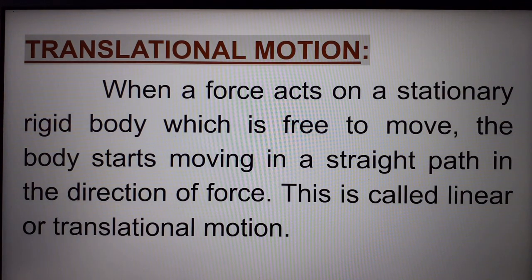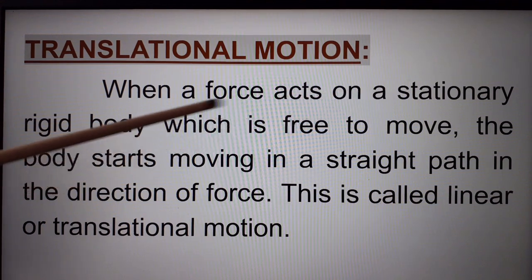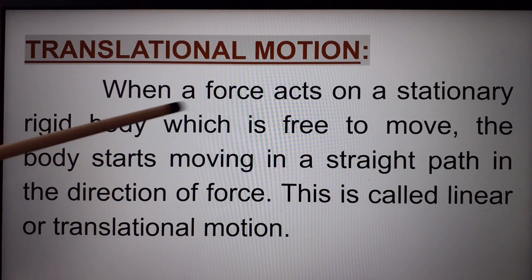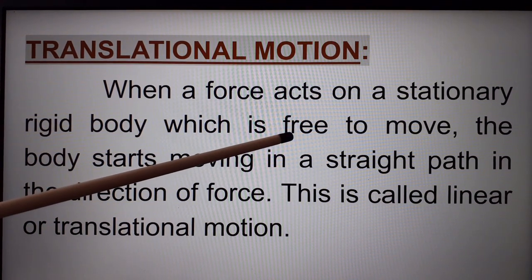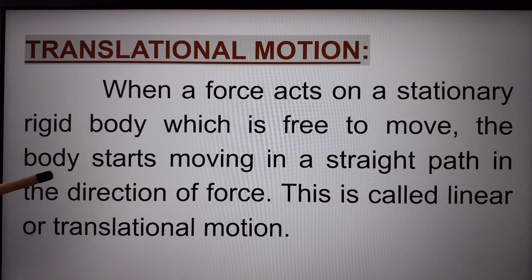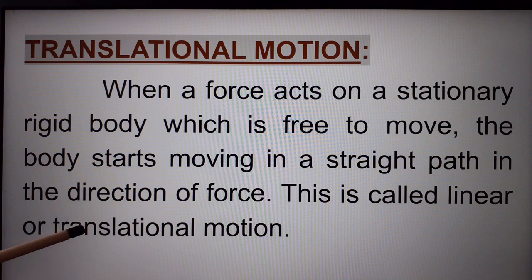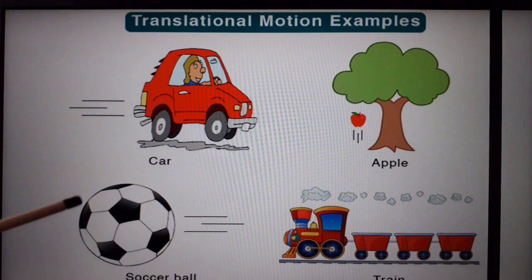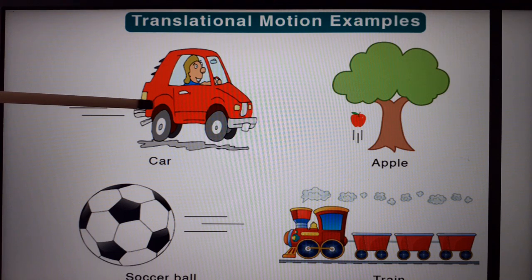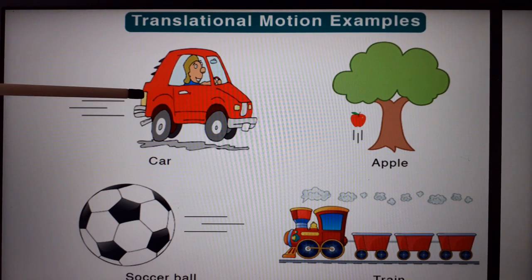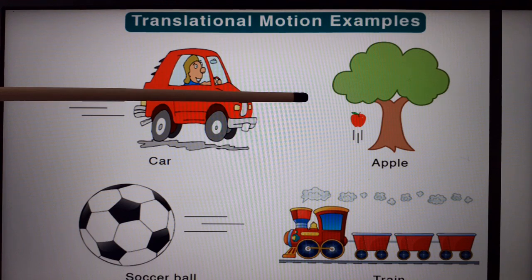So from the examples, what we have observed is, when a force acts on a stationary rigid body which is free to move, the body starts moving in a straight path in the direction of force. This is called linear or translational motion, right? Now certain examples of translational motion are, see, for a car, force is acting in this direction and the car is also moving in the same direction.